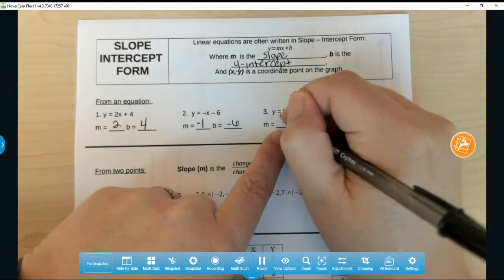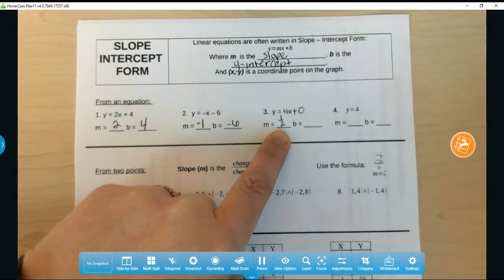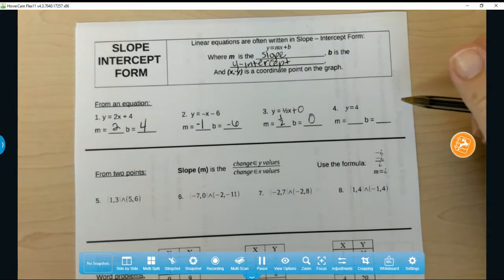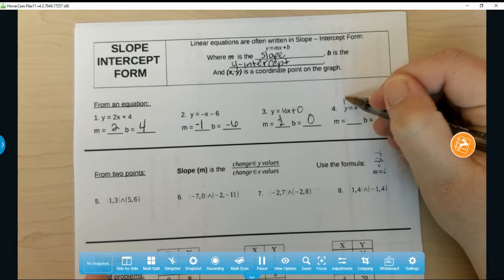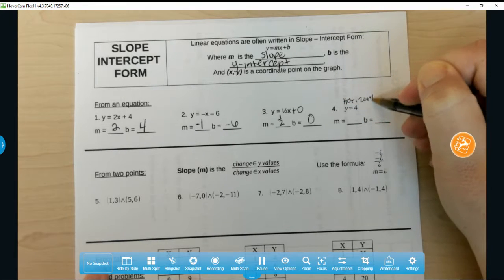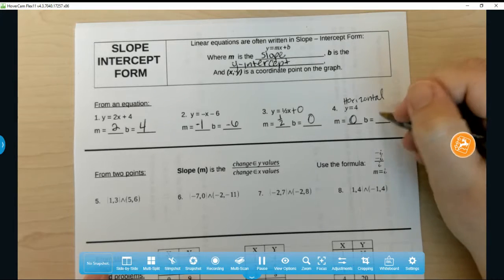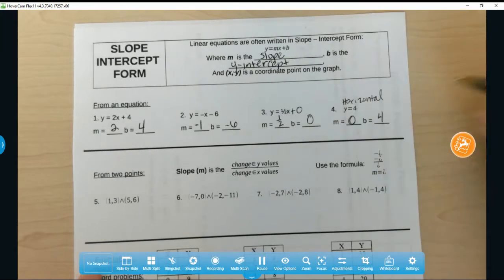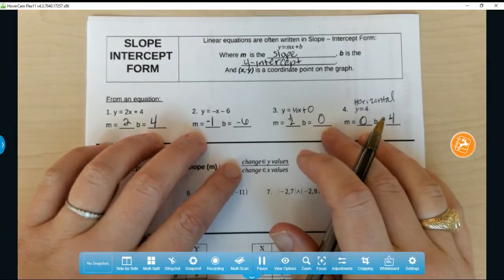Then we have a slope of 1/2. And if there's nothing at the end, we're going to assume it's like saying plus 0. So we would write 0. We talked about this last week, but if you have y equals 4, that's going to be a horizontal line. And we know that horizontal lines have slopes of 0, and the y-intercept is going to be whatever the constant is. So in this case, it'll be 4. So that's real straightforward, kind of a review from last week.